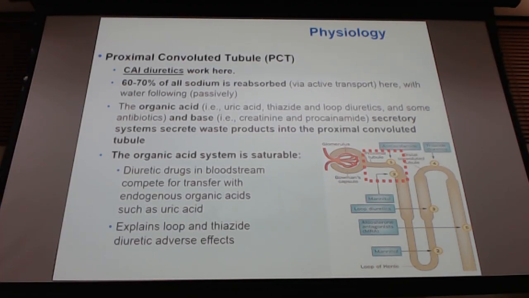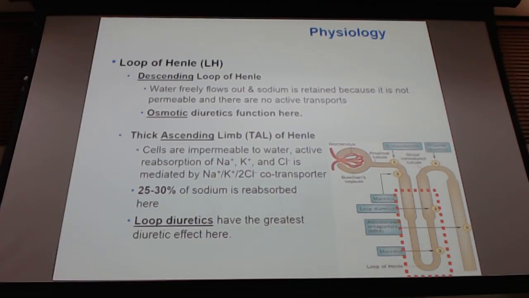And we'll continue. Past the proximal convoluted tubule, we have the loop of Henle. For the descending loop of Henle, this is where water freely flows out and sodium is retained. This is mainly because it's not permeable to sodium and there are no active transports. And this is where the osmotic diuretics will function.